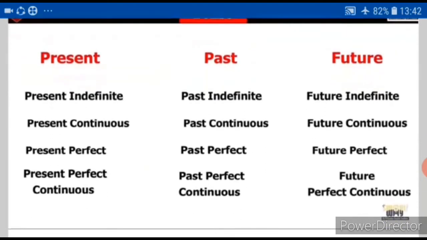In this way, we have 12 types of tenses: present indefinite tense, present continuous tense, present perfect tense, present perfect continuous tense, past indefinite tense, past continuous tense, past perfect tense, past perfect continuous tense, future indefinite tense, future continuous tense, future perfect tense, future perfect continuous tense.